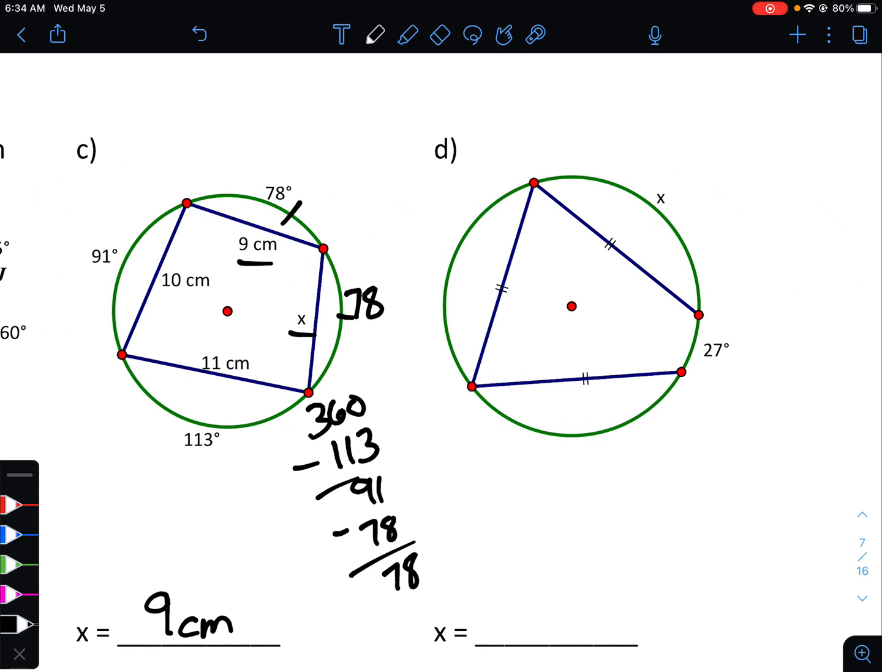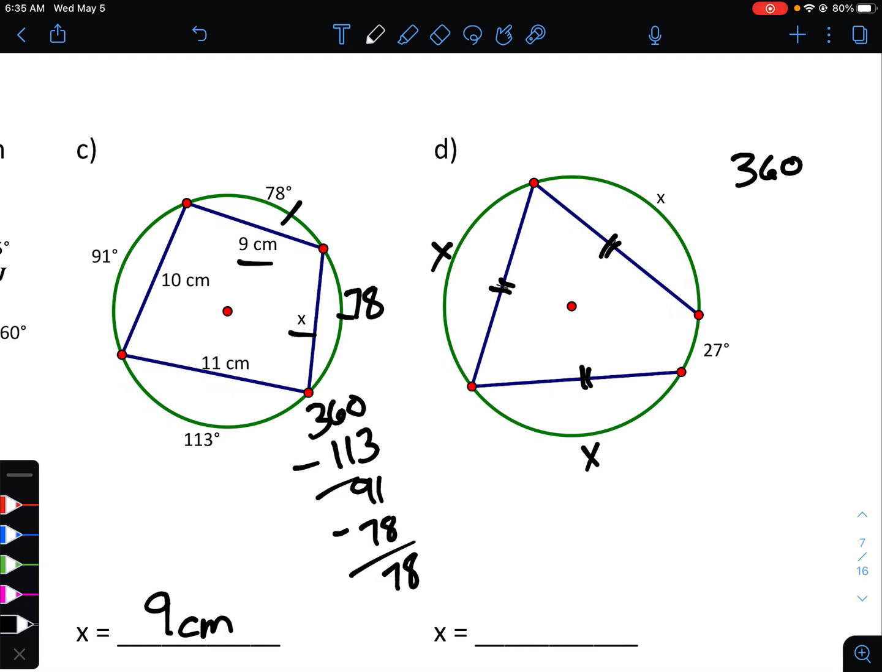All right. For example D, we're not given as much information, but we can use what we're given to still solve for our variable. Notice that our chords are all the same, that they are all congruent to each other. What that means is that the arcs all have to be the same. So if one of them was x up here, then the other two would have to be x as well.